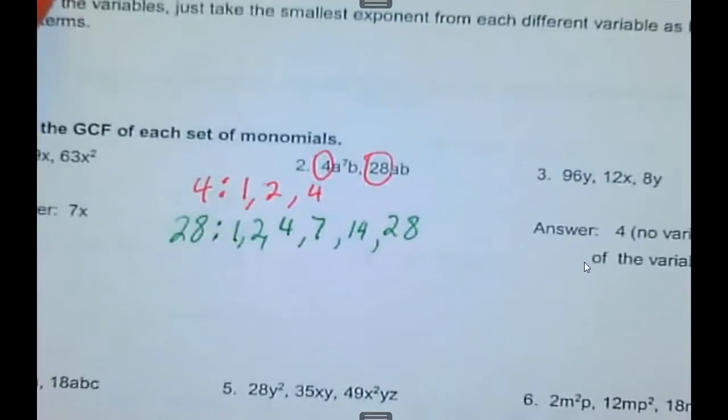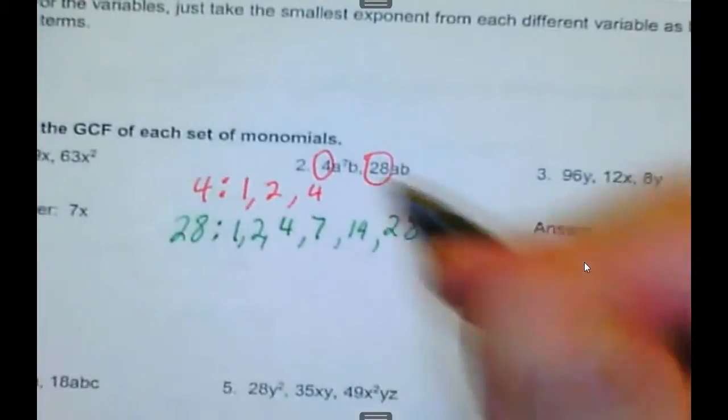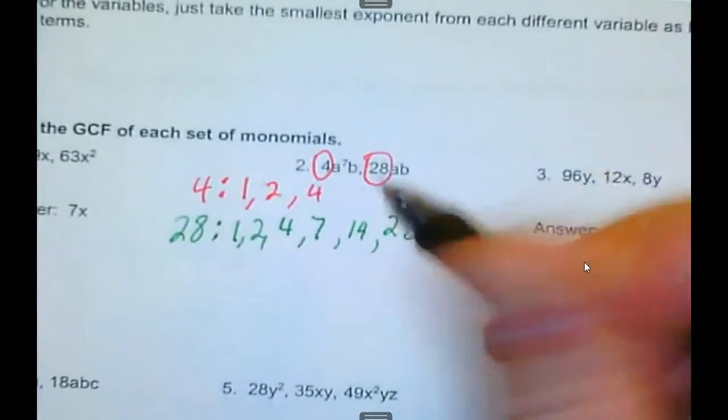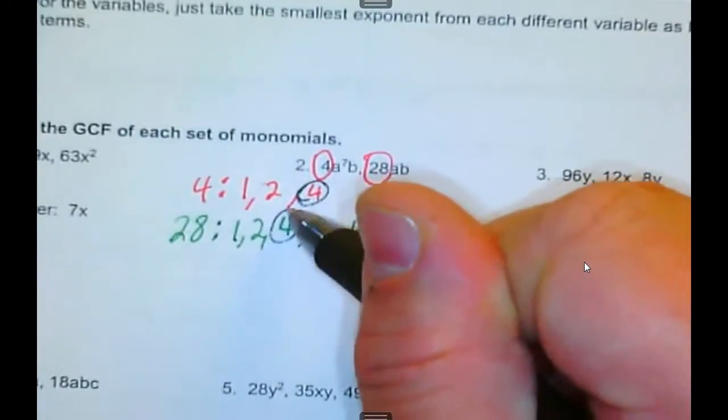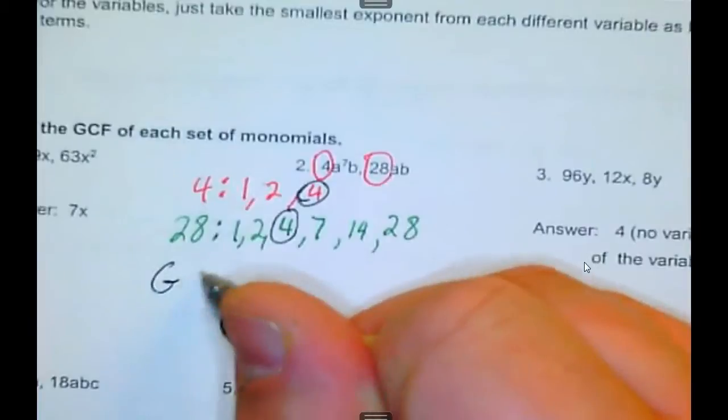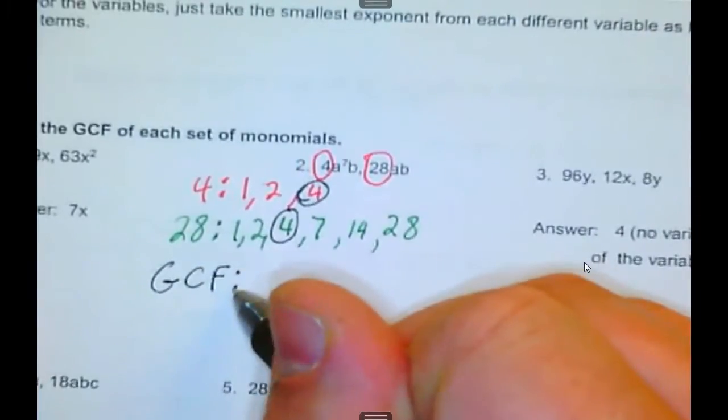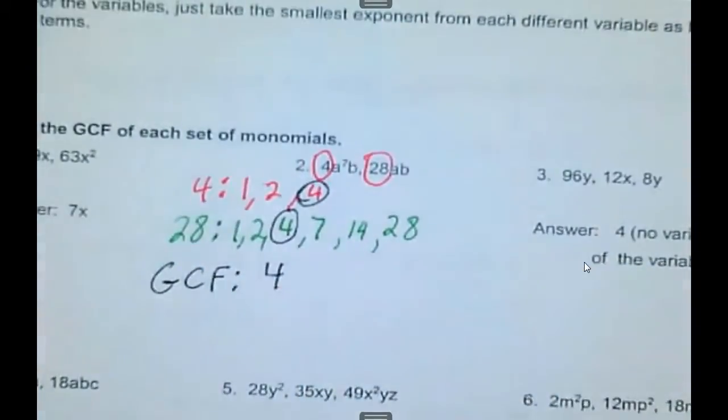you go back and you look, well, what do I have in common? I'm looking for the highest factor in both. That's what we call the greatest common factor. And it happens to be, well, there's a 4 here and a 4 here. So my greatest common factor for the numbers is 4.